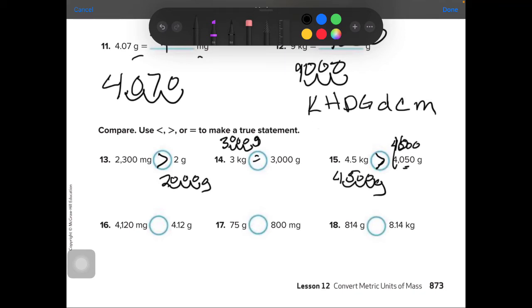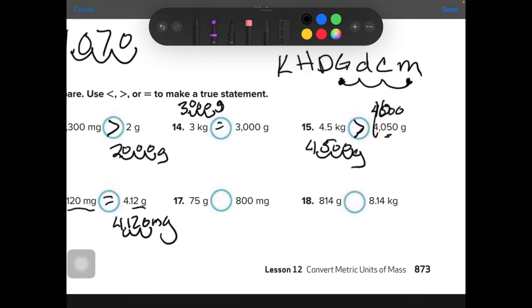Number 16, we have 4,120 milligrams to grams. So we have milligrams and grams. Let's convert them both to milligrams because that's the smallest. So I have 1, 2, 3 spaces, 4.12, 1, 2, 3 spaces. So I have 4.12 and 4.12. So I'm going to say that they are equal.